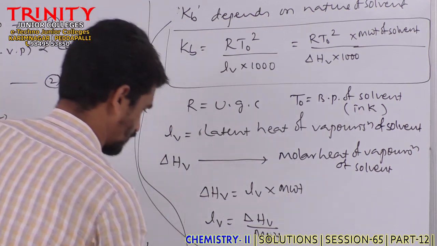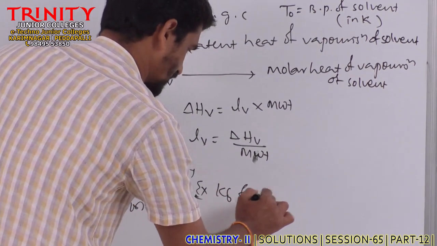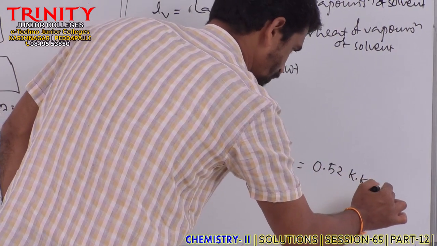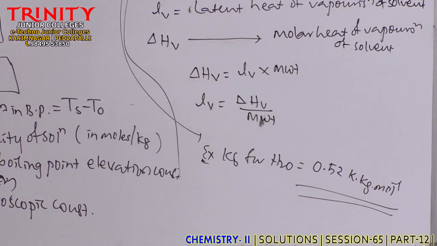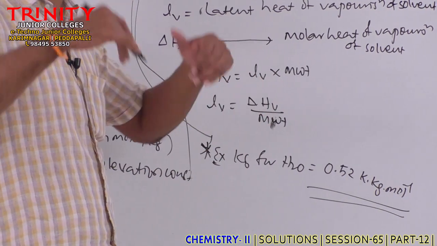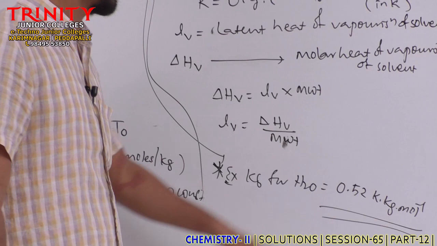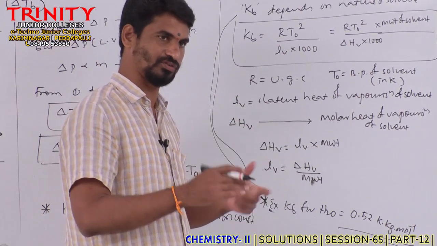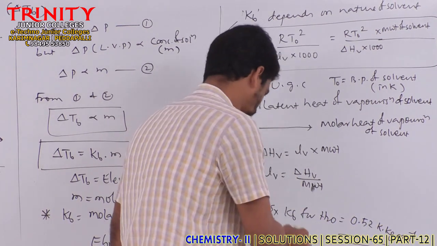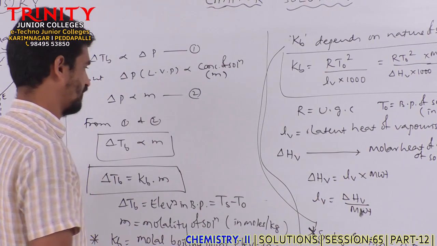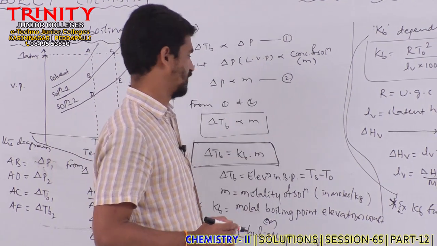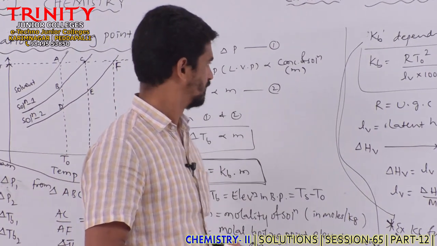For example, Kb for water equals 0.52 Kelvin kilogram mole inverse. So Kb for water is 0.52 Kelvin kilogram mole inverse. This means that in all aqueous solutions, water is the solvent, so Kb value is 0.52 Kelvin kilogram mole inverse. Clear? So this is about the elevation in boiling point. The elevation in boiling point equation we got is delta Tb equals Kb into molality.